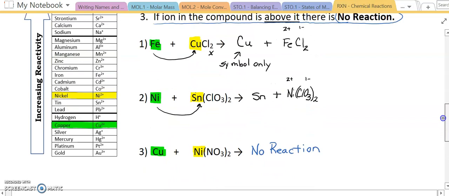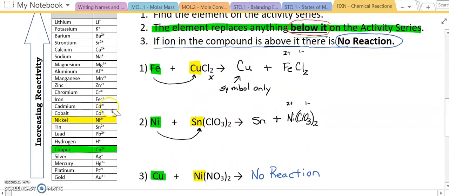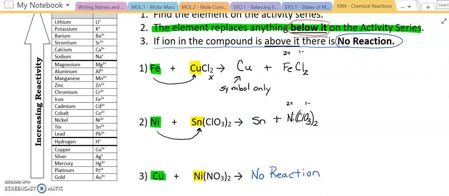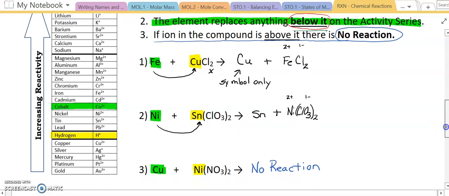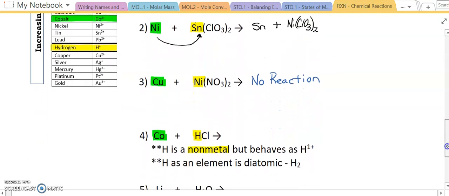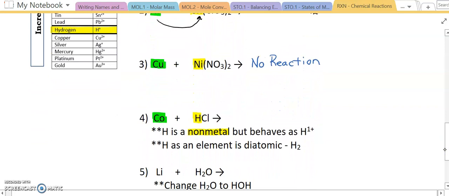In fact, if you go up to your activity series, it is an activity series of metals, but you're going to find that hydrogen is on that activity series of metals. It works the same way. So in this case, I had cobalt, and so cobalt is up here, and cobalt as an element will replace anything below it, and hydrogen is below it. So yes, this reaction takes place, but this time it's going to replace hydrogen.